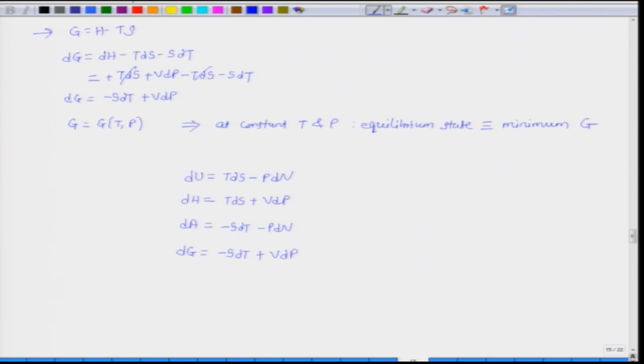Now so far we have assumed constant composition throughout our analysis. We did not let the composition of the system change. But what if the composition changes? So we know that all these state functions U, S, H, A, G, they are all extensive properties, which means they depend upon the size of the system. So when we allow the change in composition, then we need to also take into account the number of moles of each of the species.